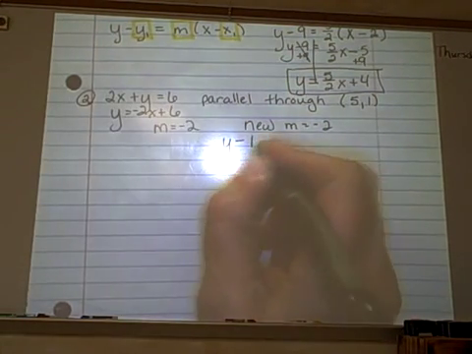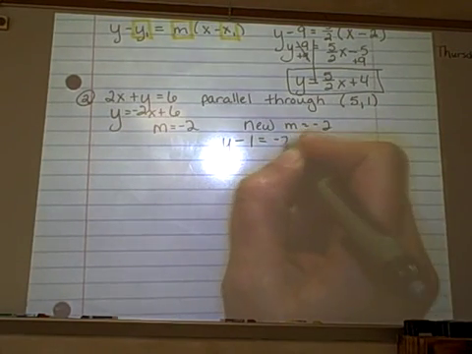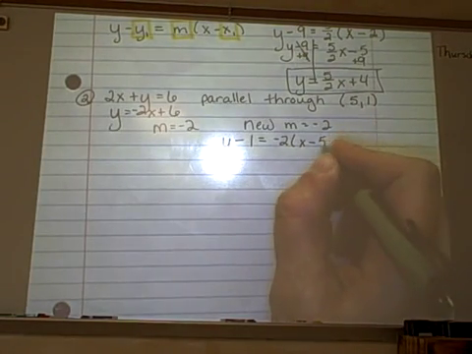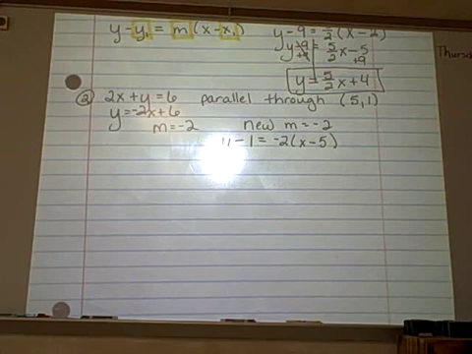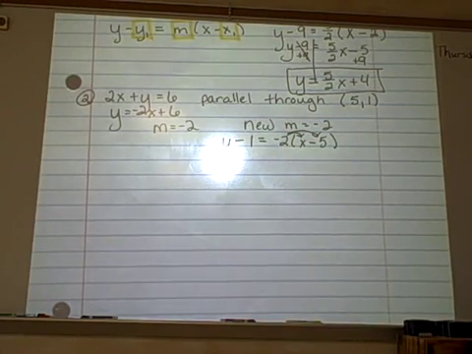1 equals m number? Negative 2. Negative 2 times x minus 5. Yeah, we got it. I need to switch it around to y equals, which means I need to distribute. So pass out a negative 2 here. This will be a whole lot easier since it's not a fraction.